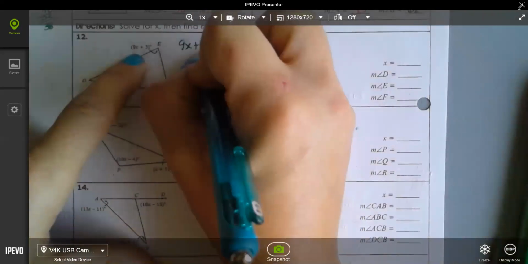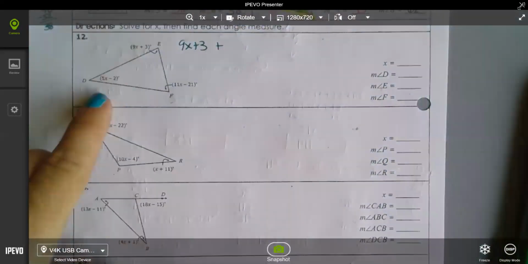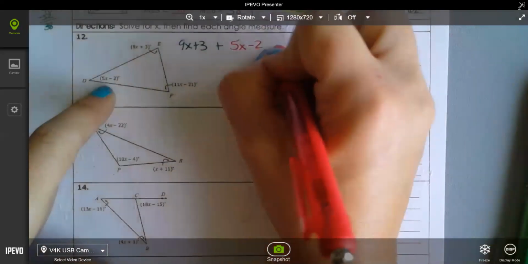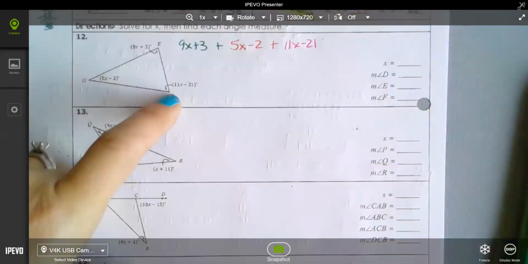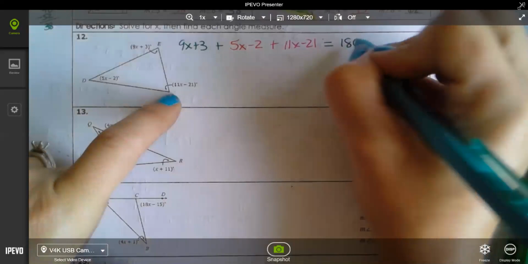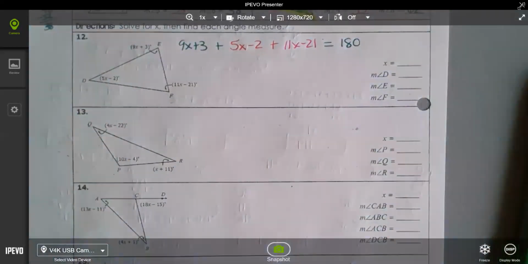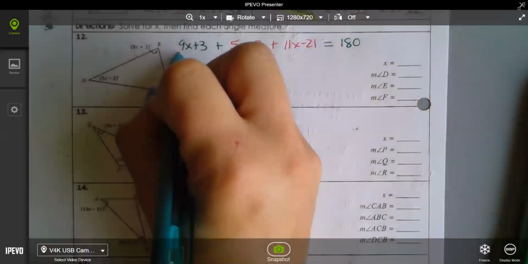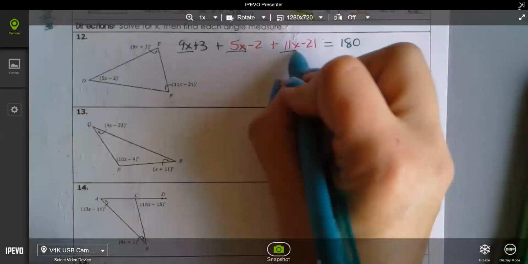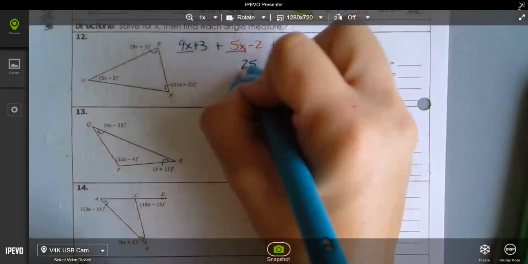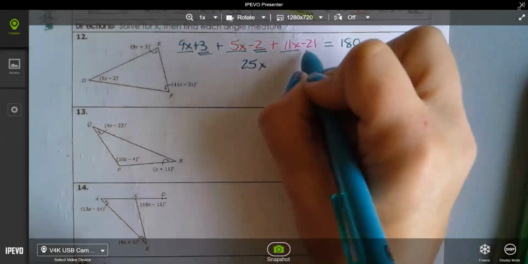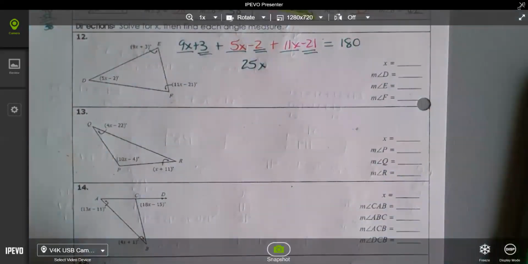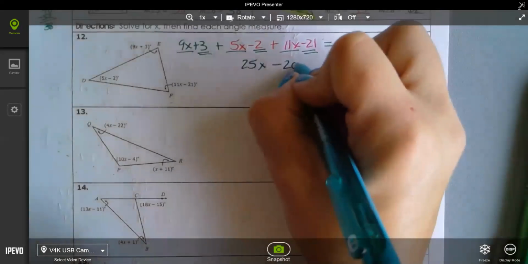So 9x plus 3 plus 5x minus 2 plus 11x minus 21, that has to equal 180 degrees. I've just added up my 3 angles equal to 180. We have a lot of smushing to do. 9x and 5x and 11 more x is 25x. Plus 3 minus 2 minus 21, that is a negative 20.